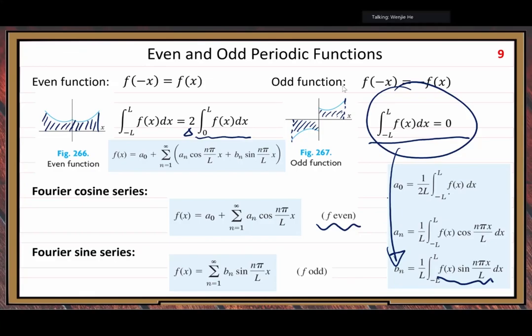Because the product of the odd functions, sine times odd f, is an even function, and an even function may not be 0, right? So we need to keep b_n. So that's the simplification. So let's stop here. Next time we will study some deeper properties.